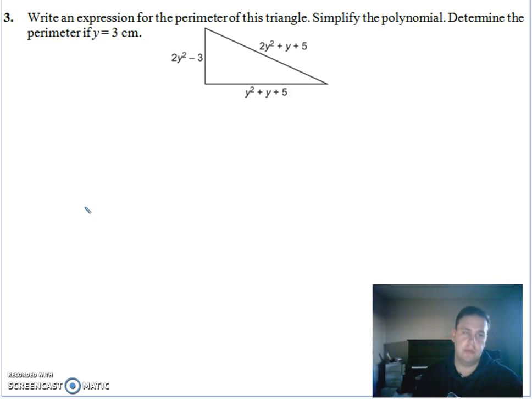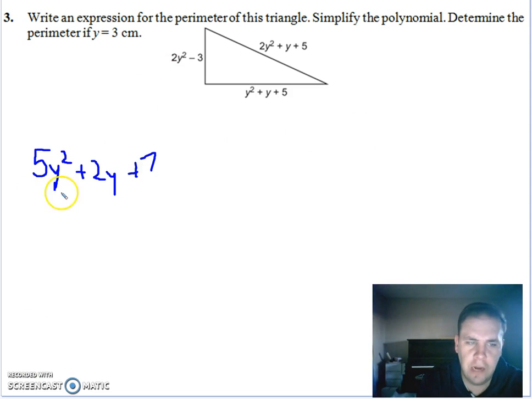All right. Question 3. Write an expression for the perimeter of this triangle. Simplify the polynomial and determine the perimeter if y equals 3. So let's add all of our terms up. So we have, how many here? We got 5y squared, because we have 2y squared plus 2y squared, that's 4y squared, plus another y squared, so that's 5y squared, plus 2y.